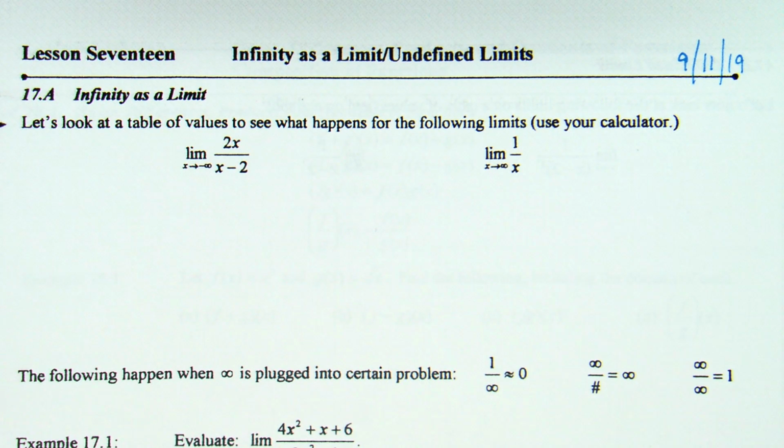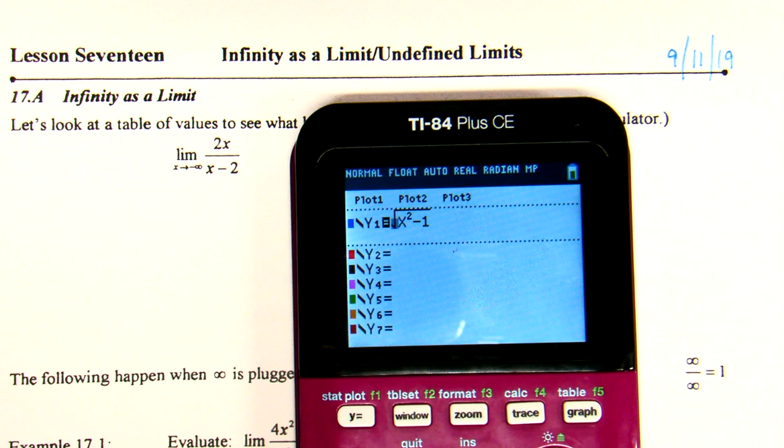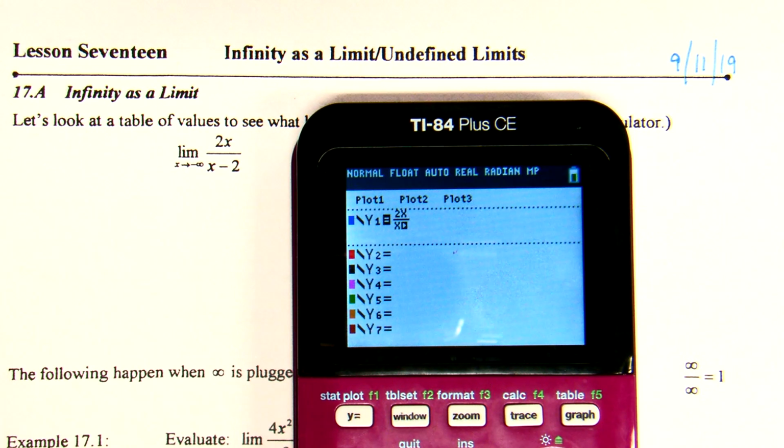First of all, we're going to look at a table of values. So we're going to use a calculator to do this to see what happens for the following limits. So we've done this at some point. Go to your y equals and type in that first equation: 2x divided by x minus 2. Make sure if you're not using a fraction bar, you put that denominator in parentheses. How do you even get to the fraction bar? I use alpha F1 as the shortcut. Does that make sense? Yeah, that's the shortcut I like.